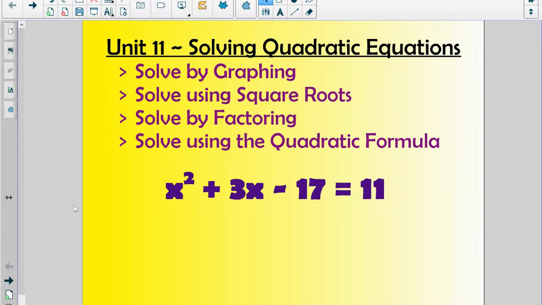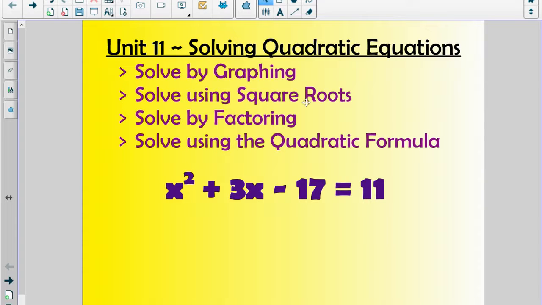All right, we are going to begin our final unit of this year, this course. Unit 11 is titled Solving Quadratic Equations, and we're going to look at solving quadratic equations 4 different ways. There's actually a few more than this, but we're just going to take a look at these 4. So we're going to solve quadratic equations, like the one listed below, by graphing. So we're going to use the graphing features and graphing technology today.